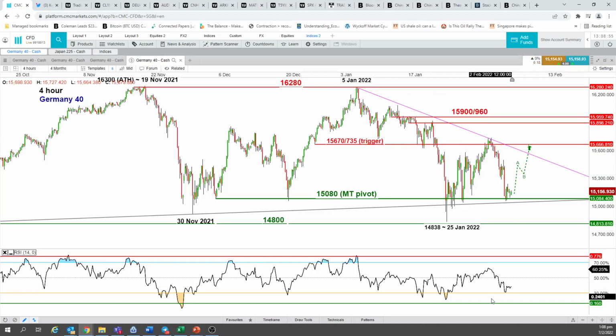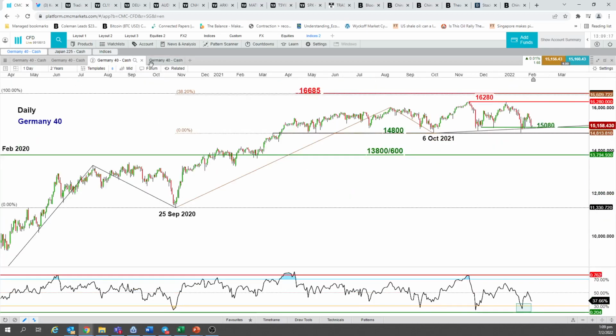15,735. Okay, and the forward RSI, at least it starts to actually shape a bounce up close to the oversold level. So showing a bit of signs of short-term upside momentum creeping back into this German 40. So yes, we'll be using that 15,080 key medium-term pivotal support as my key support level for this week.